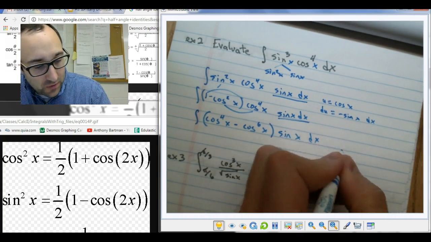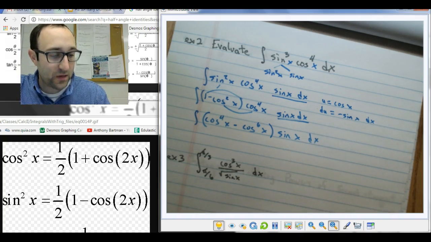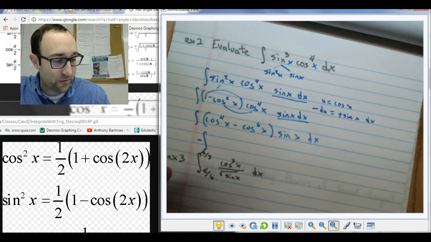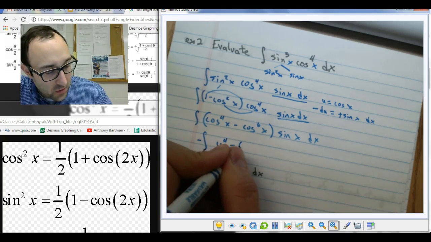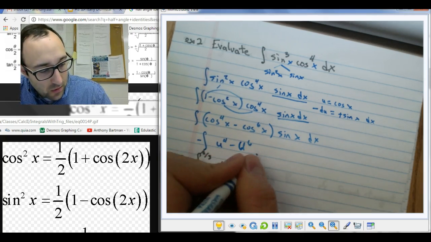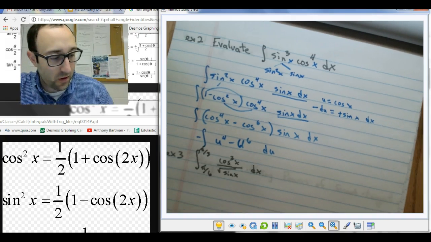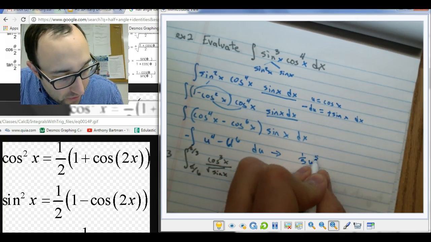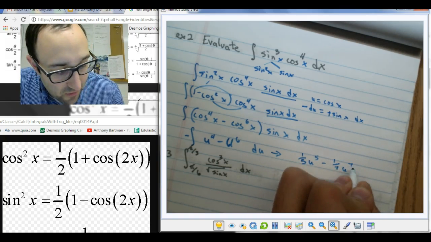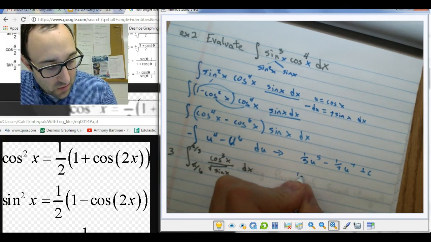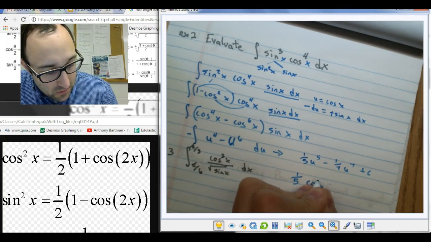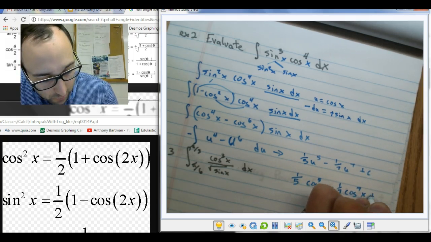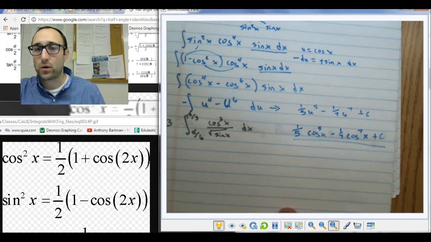Now let's say u equals cosine x, and then du equals negative sine x dx. That means I have to make this a positive to change that one to a negative, so I'm going to put this negative out in front. Then I've got u to the fourth minus u to the sixth du. Now I can rewrite that pretty easily as 1/5 u to the fifth minus 1/7 u to the seventh plus c. Then we just have to rewrite this as 1/5 cosine x to the fifth minus 1/7 cosine to the seventh x plus c. And there is our answer.